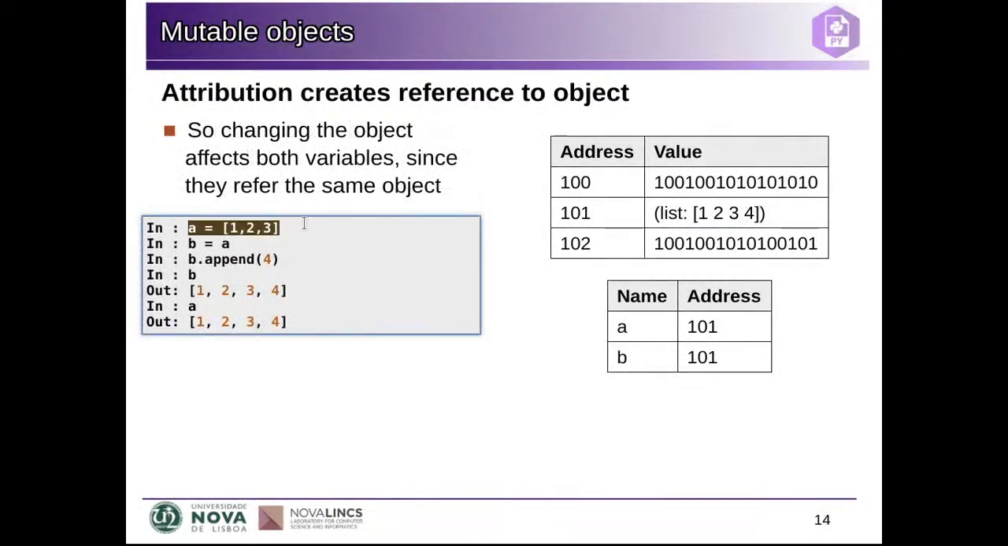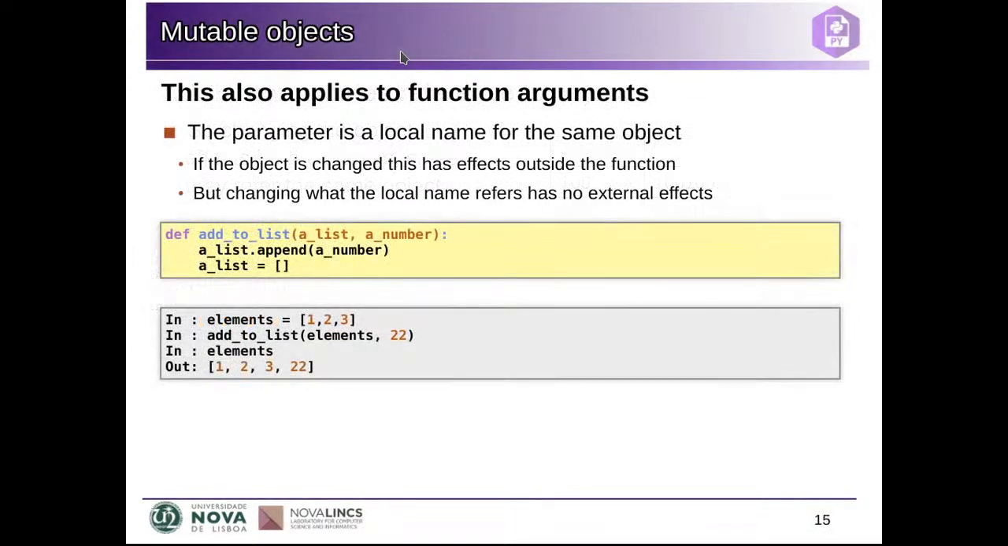If I create the list and assign a to that object, and then assign b to the same object as a, a and b are pointing to the same object. So if I append the number 4 to the object referred to by b, b will have a list that has 1, 2, 3 and 4 at the end, but a will also have a 4 at the end, because a and b are pointing to the same object, and it was the object itself that changed. So you must remember that when you're using mutable objects, you may have several references to the same object. And this can happen inside functions too.